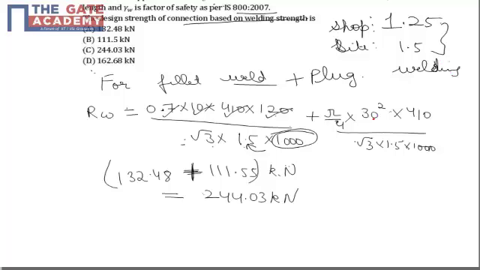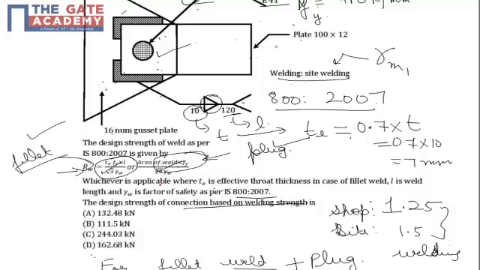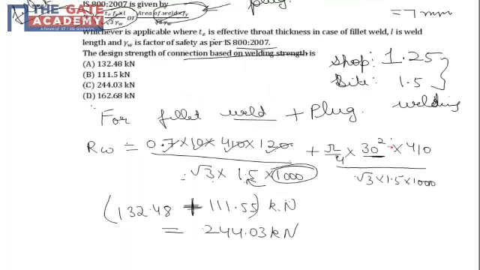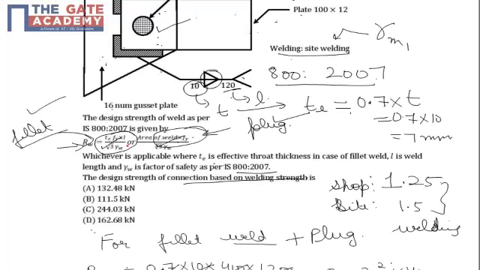So plus pi by 4 into 30 square, because the diameter of plug weld is 30, and as per this formula it is the area of weld. So 30 square into 410, because the same electrode is also used here, root 3 into 1.5 into 1000. The explanation is the same as I talked about, 1000 for converting Newton to kilonewton. So it comes out as 132.48 plus 111.55, which comes out as 244.03, making C the correct and closest choice.